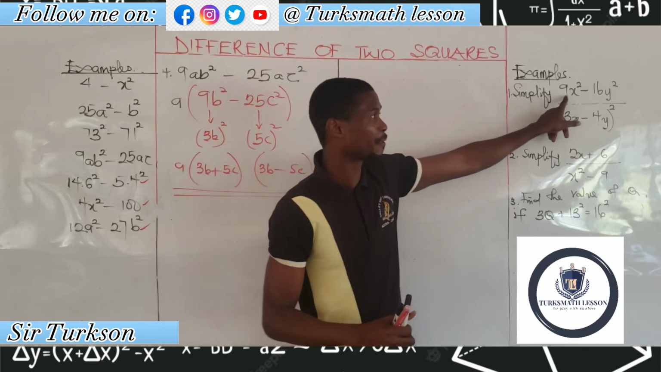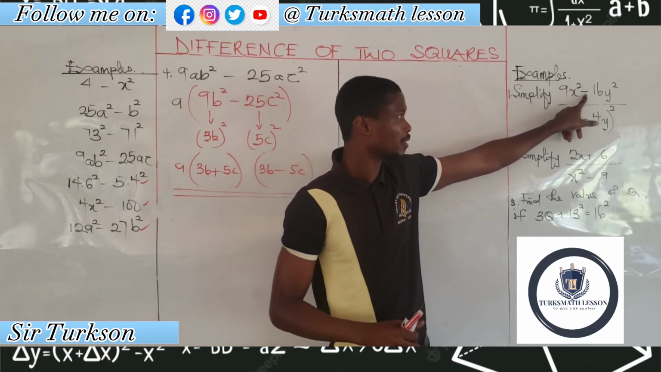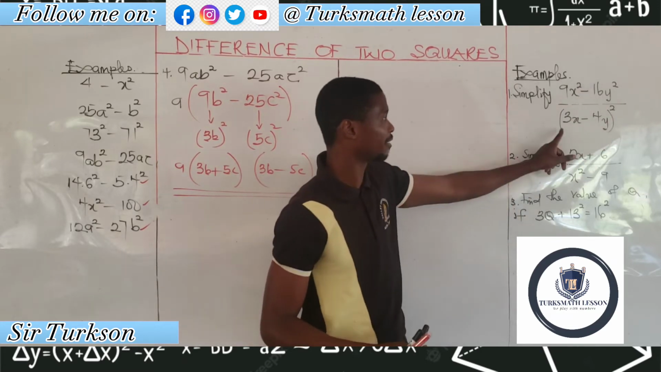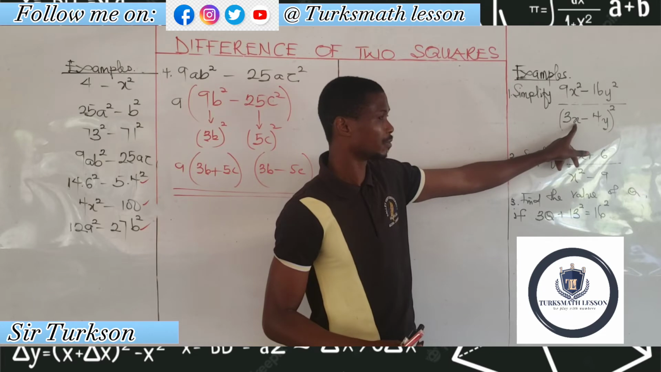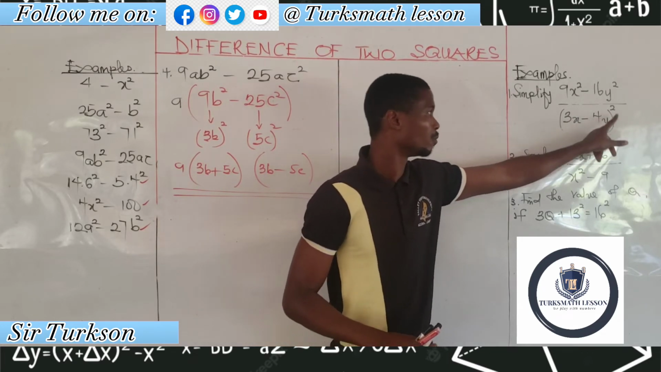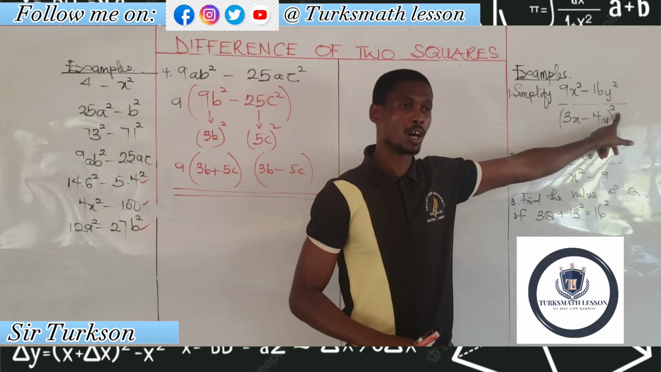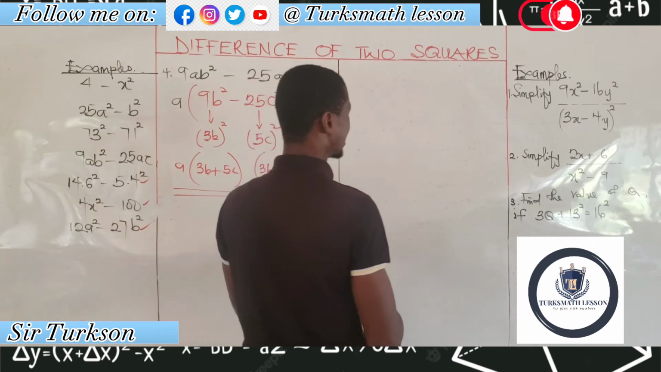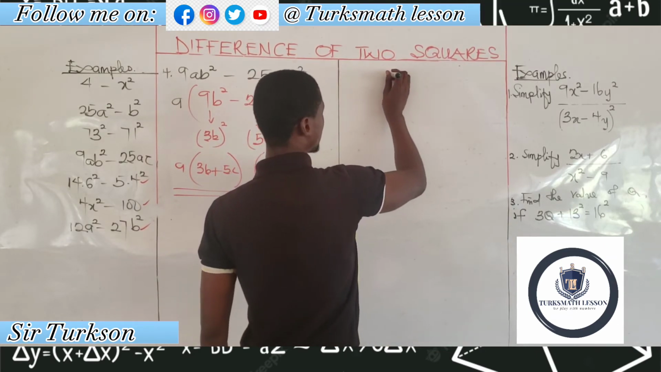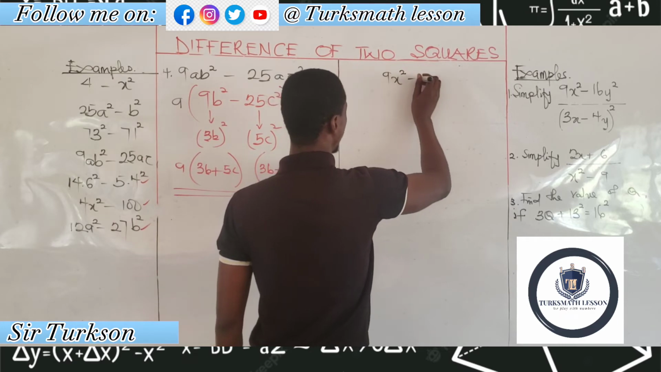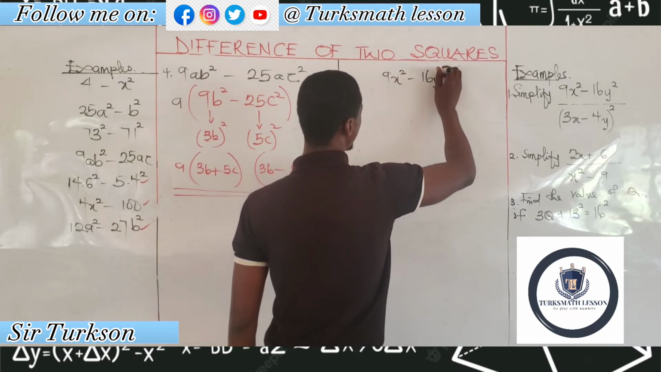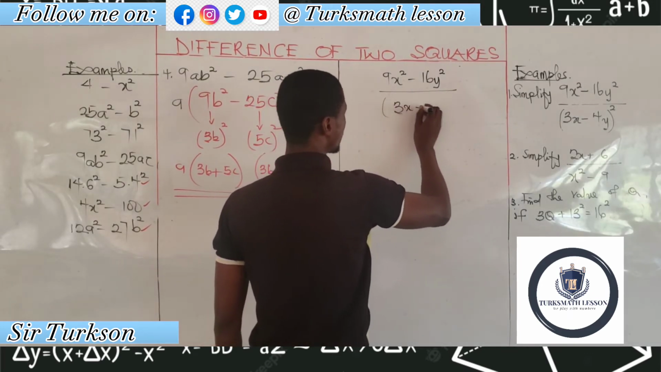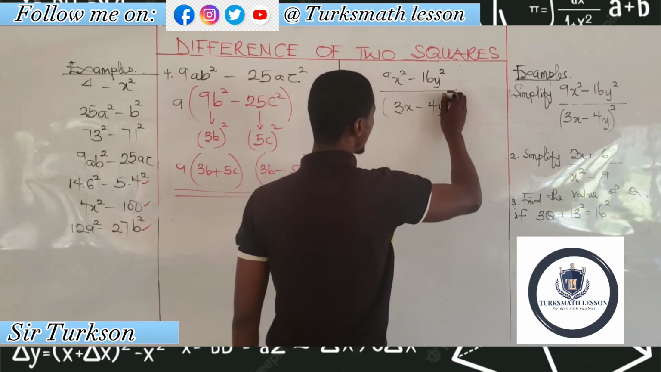Simplify. 9x squared minus 16y squared, all over bracket open 3x minus 4y bracket close all squared. Right? So let me write it down so that we work it nicely. We have 9x squared minus 16y squared, all over bracket open 3x minus 4y all squared.